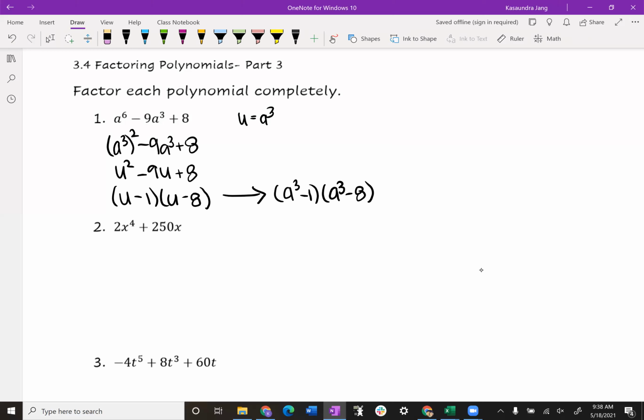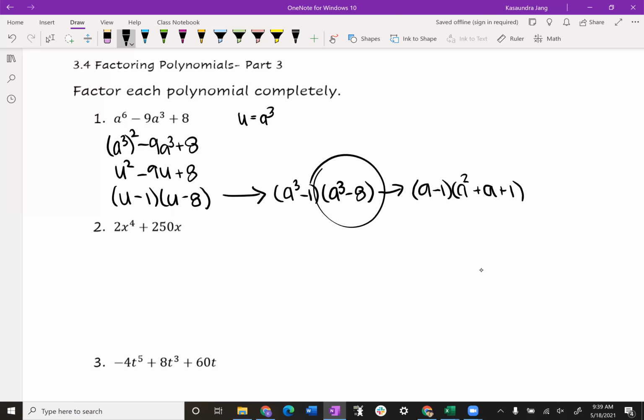So that means I've got to use the difference of cubes. So my a cubed minus 1, that would be my a minus 1. And then I've got a squared plus a times 1 is just plain a. And then my 1 squared, so 1. So that's my difference of cubes.